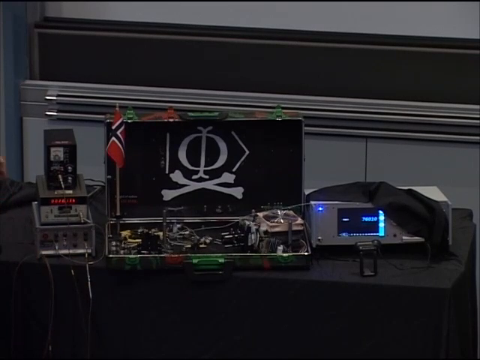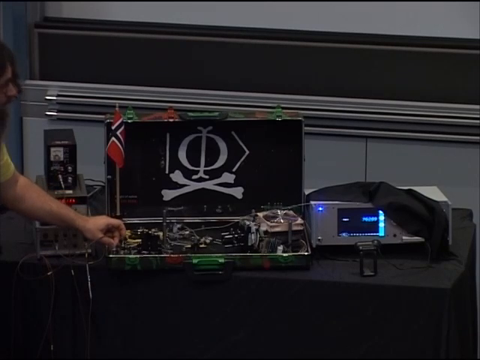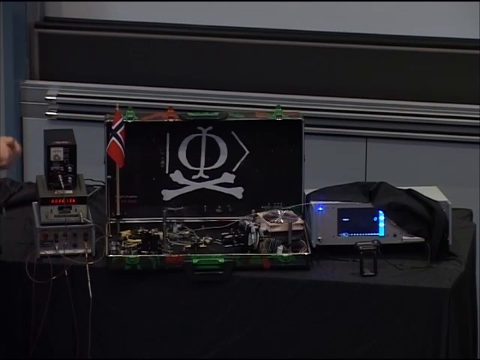First, the blinding light. I switch on the blinding laser, continuous wave light. Oh, it's blind. So, attack progress 50%. Second, let's try to apply bright pulses.